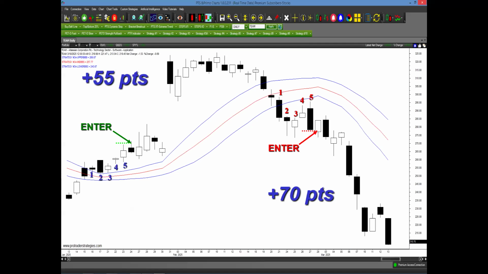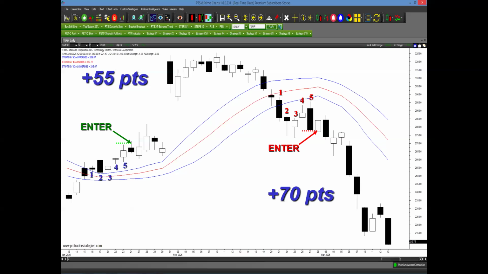And I know a lot of people always tell me in webinars, they say, yeah, but that means I would have had to buy right here and exit at the top to make 55 points, and then sell right here and then cover at the low to make 70 points. So sure, on paper, I could have made 125 points, but I would have had to get out at the top and get out at the bottom. Okay. Remember, we say you could have potentially captured 125 points.